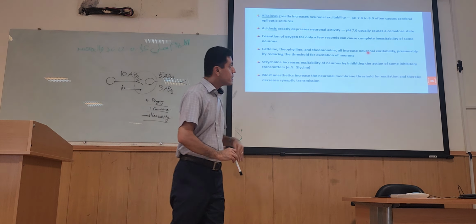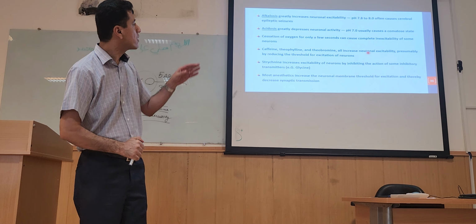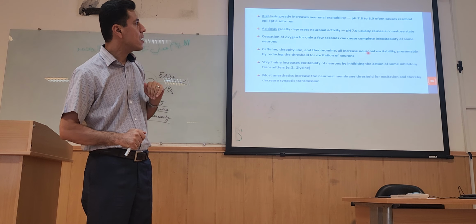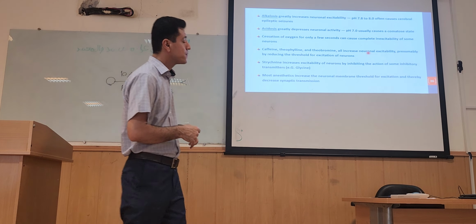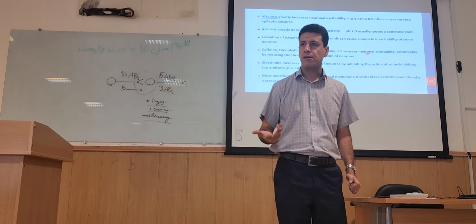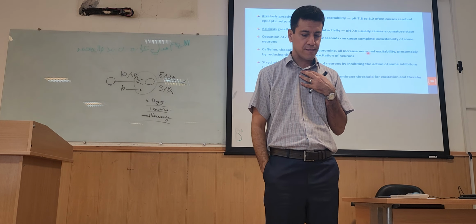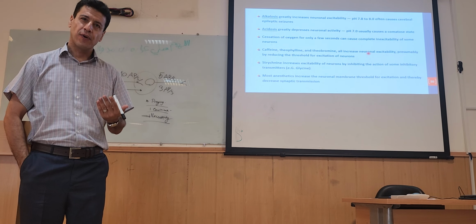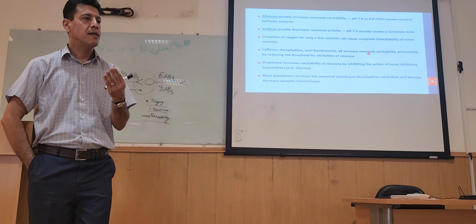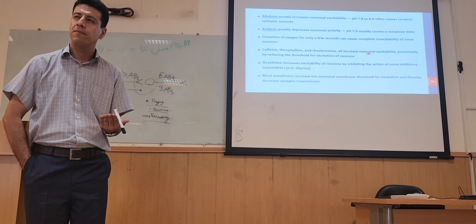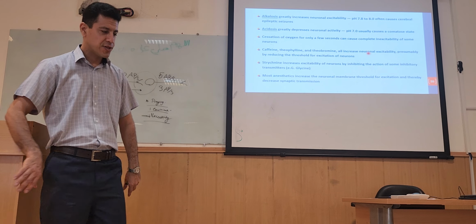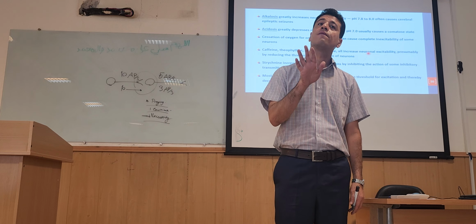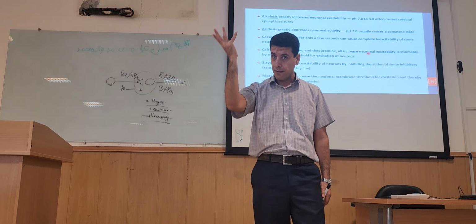But acidosis depresses neuronal activity. So, for example, a pH of 7 usually causes a comatose state in, for example, patients with diabetes. A patient with advanced diabetes usually has decreased pH. This decreased pH may cause a condition like fainting. We call this coma actually. So this coma happens because of depression of the synaptic activity in the brain. Okay?